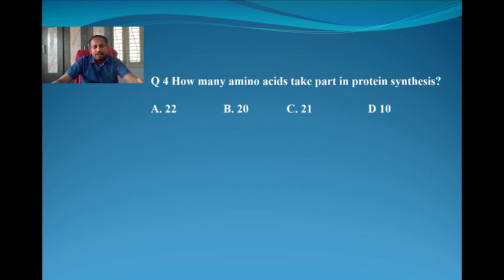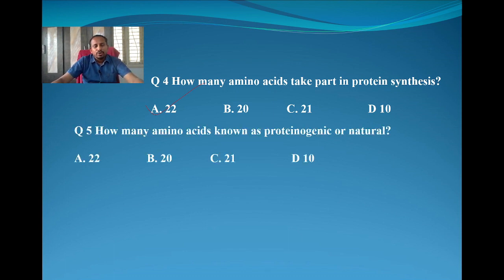If I answer this question, option A is the correct answer, because 22 amino acids take part in protein synthesis. So if you go to question number 5, again the same kind of question: how many amino acids are known as proteogenic or natural amino acids? As these 22 amino acids take part in protein synthesis, that's why these 22 amino acids are known as proteogenic amino acids or natural amino acids. Option A is the correct answer.